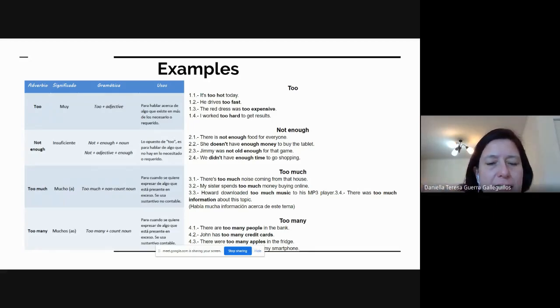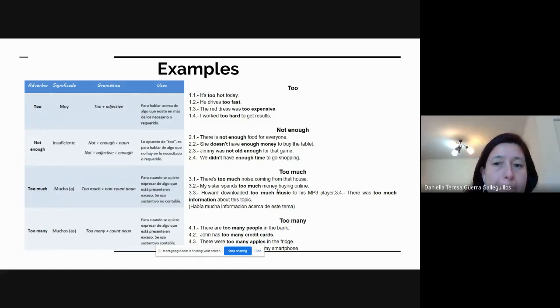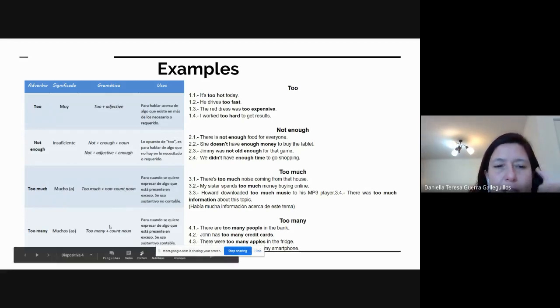Too much is an excessive amount of something, and it is used with uncountable nouns, things that you cannot count, like noise, money. Remember, you cannot count the money. You count the notes, the bills, and the coins. Music is not countable. Information is not countable, right? So you use too much when you talk about a noun that is not countable. Gustavo, thank you very much.